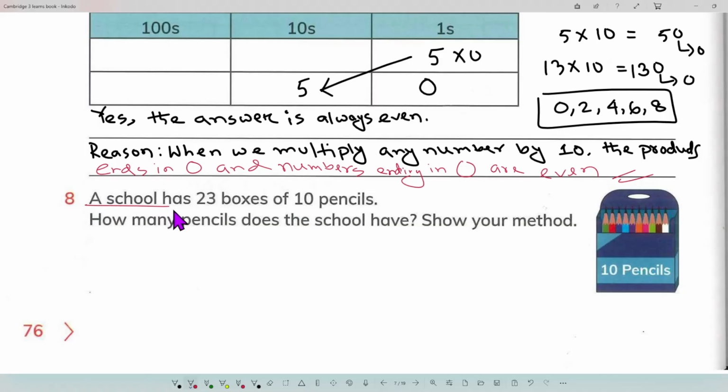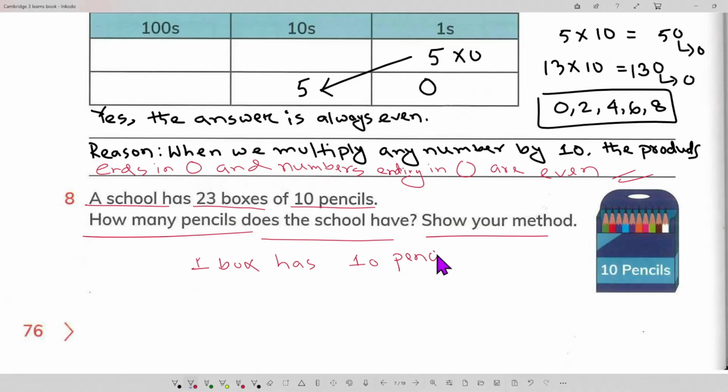Next question. A school has 23 boxes of 10 pencils. How many pencils does the school have? Show your method. It's a simple thing. Look, one box has 10 pencils. So 23 boxes has 10 times 23 pencils. It means 230 pencils. Very simple.